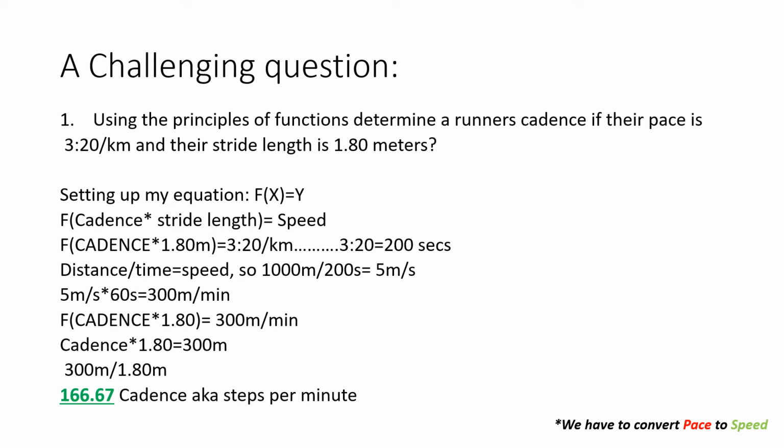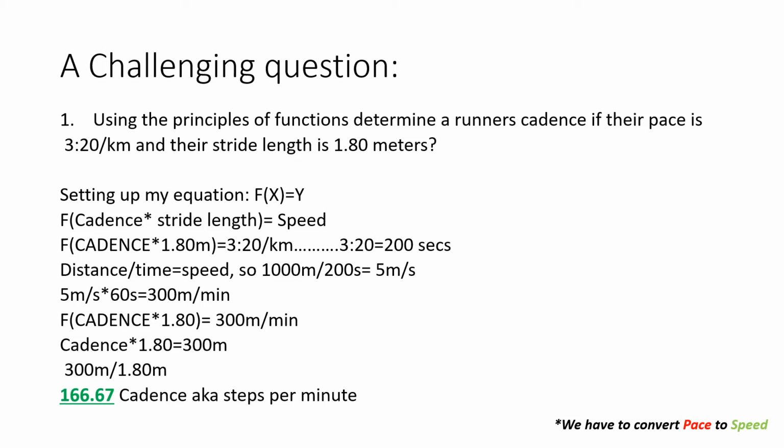Then I converted 3:20 a kilometer to seconds. So 180 is 3 minutes plus 20 seconds, 200 seconds. And I know that distance over time equals speed. So I did 1,000 meters covered in 200 seconds equals 5 meters a second. Then 5 meters a second times 60 seconds creates 300 meters a minute. So now I have a simplified equation in doable units. The function of cadence times 1.8 meters equals 300 meters a minute.